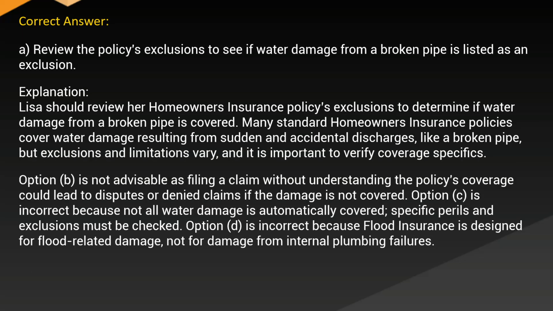Correct answer A. Review the policy's exclusions to see if water damage from a broken pipe is listed as an exclusion. Explanation. Lisa should review a homeowner's insurance policy's exclusions to determine if water damage from a broken pipe is covered. Many standard homeowners insurance policies cover water damage resulting from sudden and accidental discharges like a broken pipe, but exclusions and limitations vary and it is important to verify coverage specifics. Option B is not advisable as filing a claim without understanding the policy's coverage could lead to disputes or denied claims if the damage is not covered. Option C is incorrect because not all water damage is automatically covered. The specific perils and exclusions must be checked. Option D is incorrect because flood insurance is designed for flood-related damage, not for damage from internal plumbing failures.